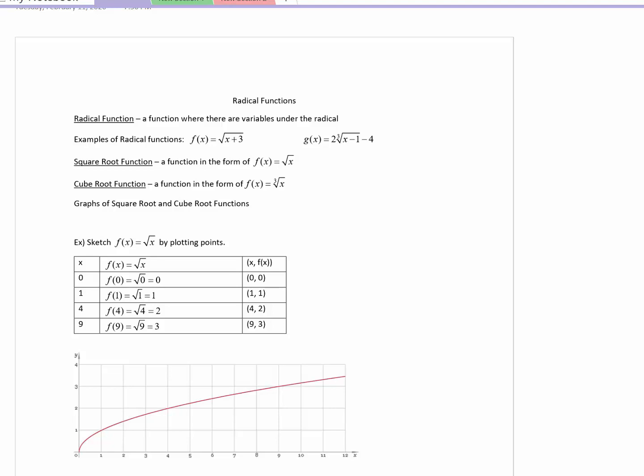In this video, we're going to talk about radical functions. A radical function is a function where there are variables under a radical. Now, I've given a couple of examples of radical functions here and here.